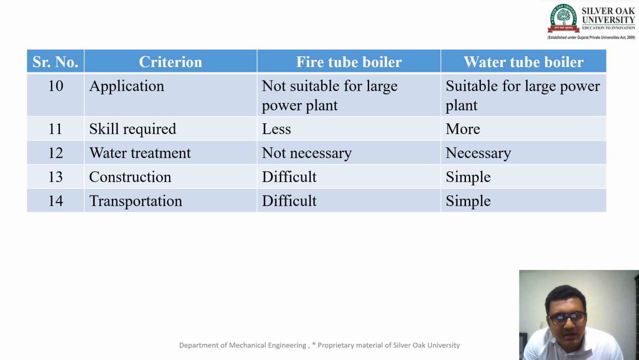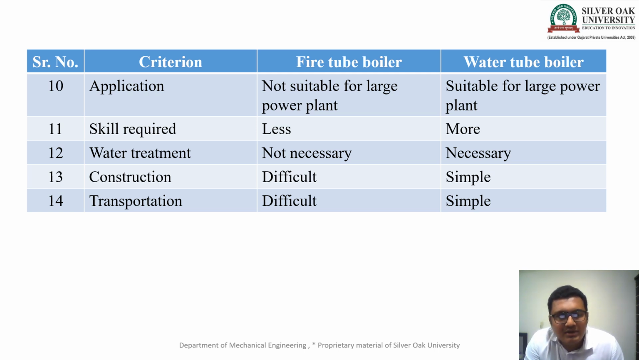11th point, the criteria: skill required. If we have a large power plant, a large pressure, a large steam generation in a water tube boiler, then more skill is required, and for the fire tube boiler less skill is required. Now point number 12, the water treatment. That is not necessary in the fire tube boiler, but it is a must for the water tube boiler.